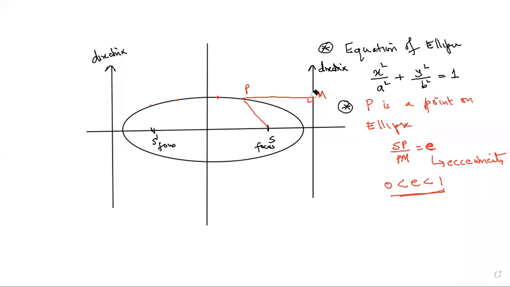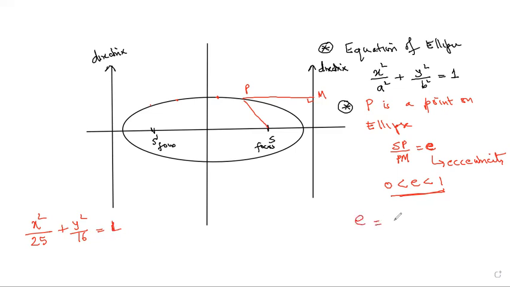Then, how do you calculate? Suppose I give you the equation of an ellipse. How will I calculate the eccentricity? Suppose I give you the equation of the ellipse as x square upon 25 plus y square upon 16 is equal to 1, and I want to calculate the eccentricity.